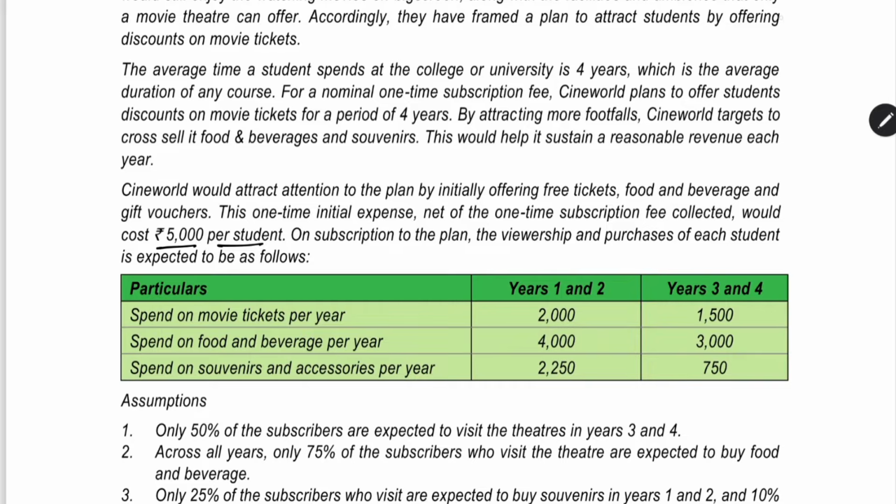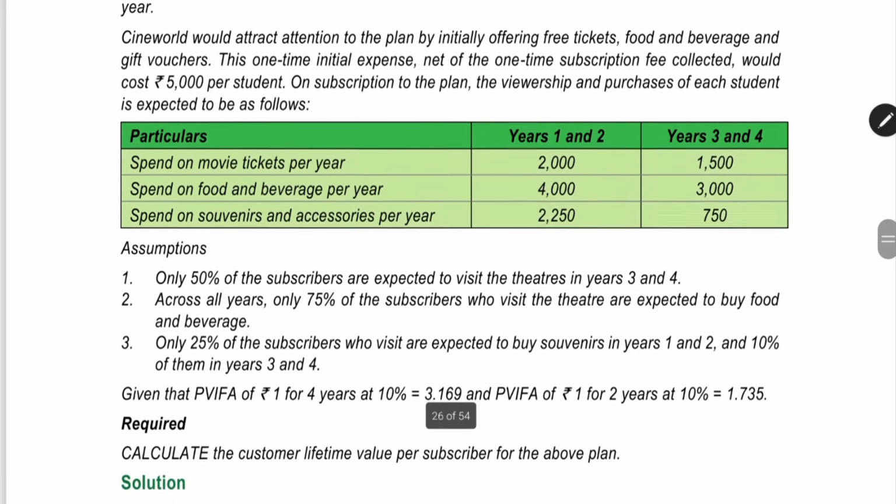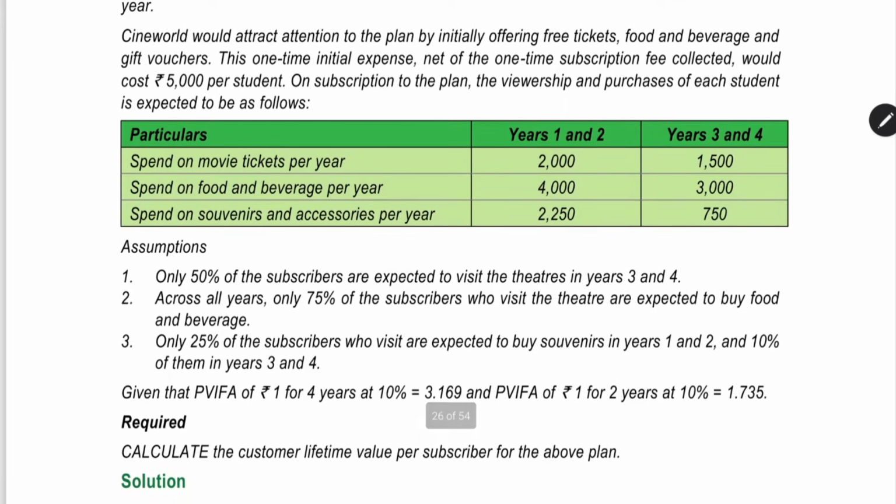After the subscription to the plan, they will be purchasing the food and beverage, everything from the theatre also. From that also, the theatre will get the revenue. They will spend on movie tickets, they will get food and beverage, they will get souvenirs and accessories also. It will be sold in the theatre. That also the students will purchase. These are all the areas from which the theatre will get the revenue.